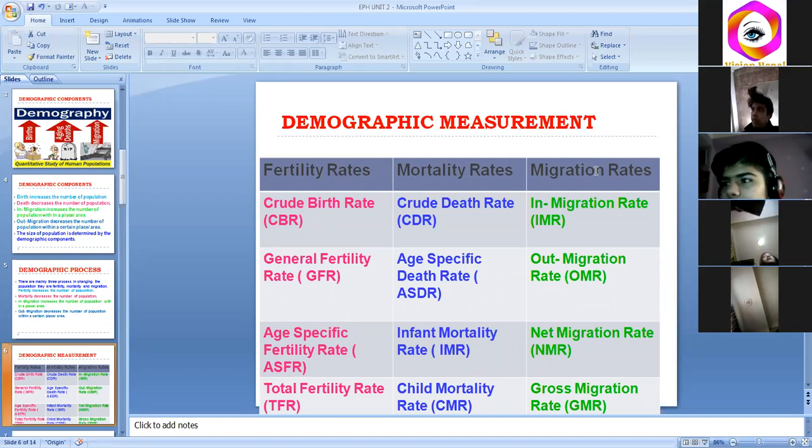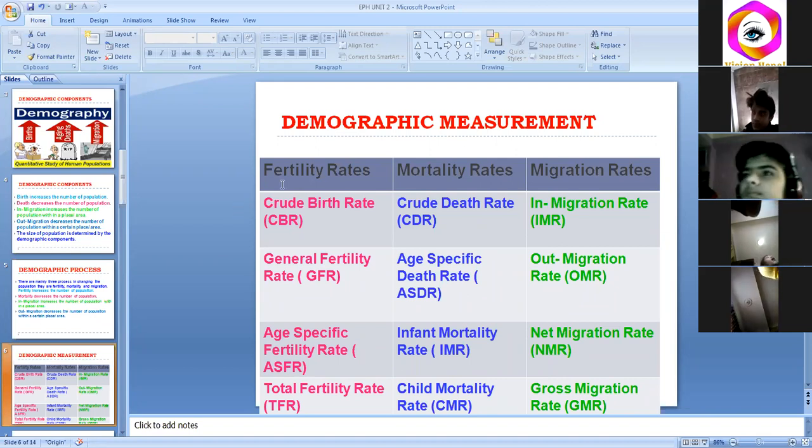So from this we can conclude that these are the three measurements of demography. We can find out the size, composition, distribution, and population change with the help of these three measurements.